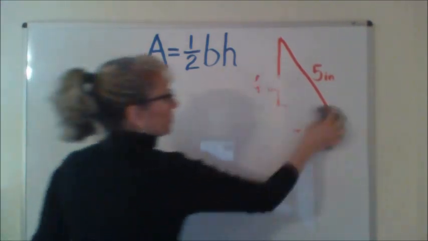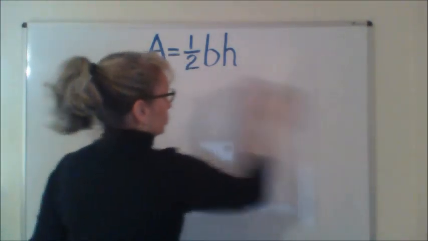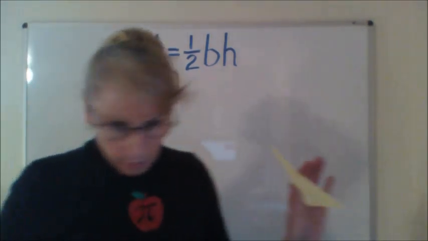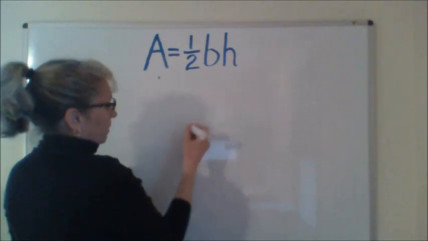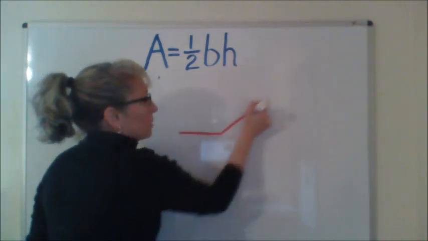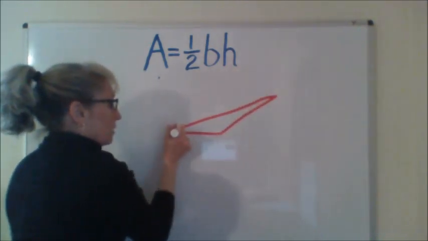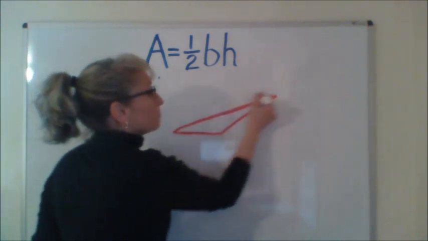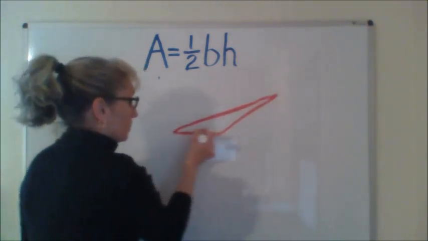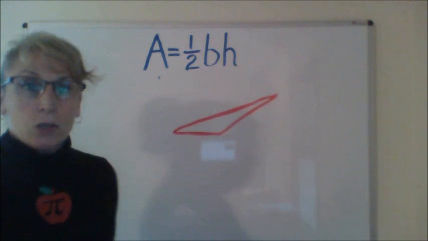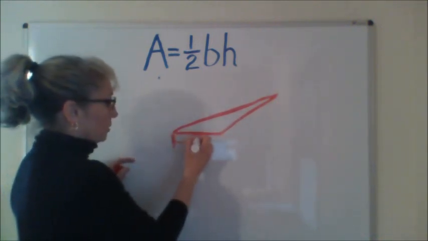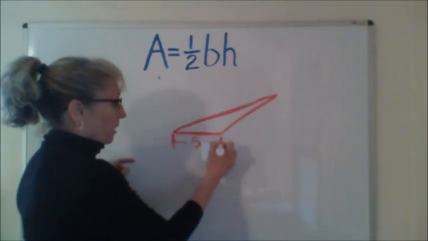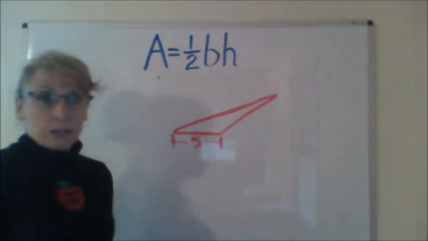So I'm going to leave my formula up there. I'm just going to draw this scalene triangle. It's not perfect, but there we go. So the base would be measured right here. So let's say the base of this was 5 inches. It looks about 5 inches. That's where we would measure the base.